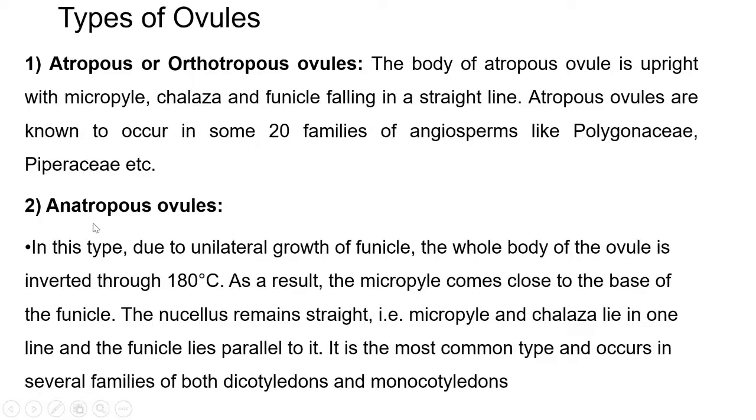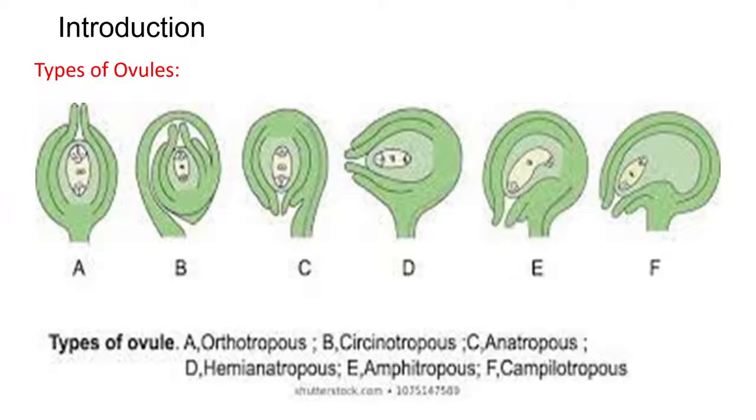Second type of ovule is that anatropous ovule. In this type, due to unilateral growth of funiculus, the whole body of ovule is inverted 180 degree. As a result, micropyle comes close to the base of funiculus. The nucellus remains straight, that is micropyle and chalaza lie in one line and funiculus lies parallel to it. It is most common type, occurs in several families, both dicotyledon and monocotyledon.